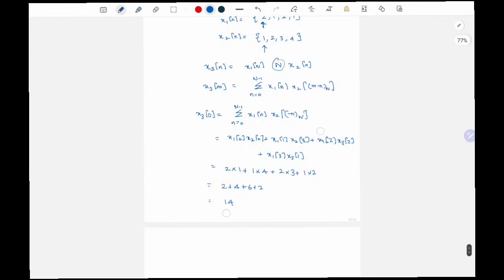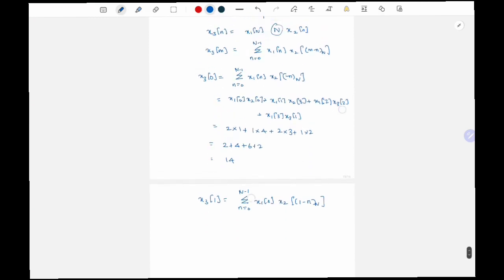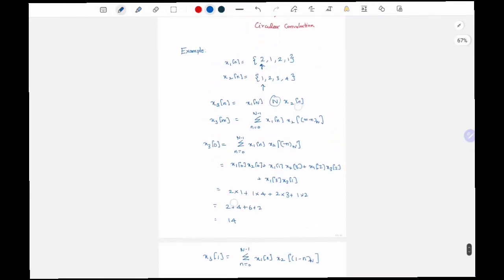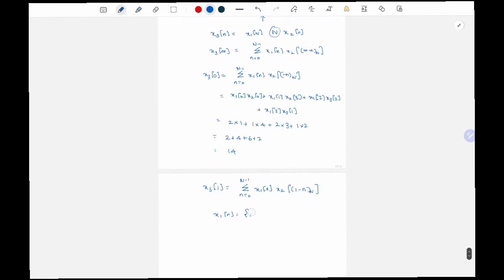Similarly, my x3 of 1 is summation n equal to 0 to n minus 1, x1 of n, x2 of 1 minus n modulo n. So what is this? You reverse x2 of n and then right shift it by 1 unit. So if you reverse, I'll write it down. So here x1 of n is 2, 1, 2, 1.